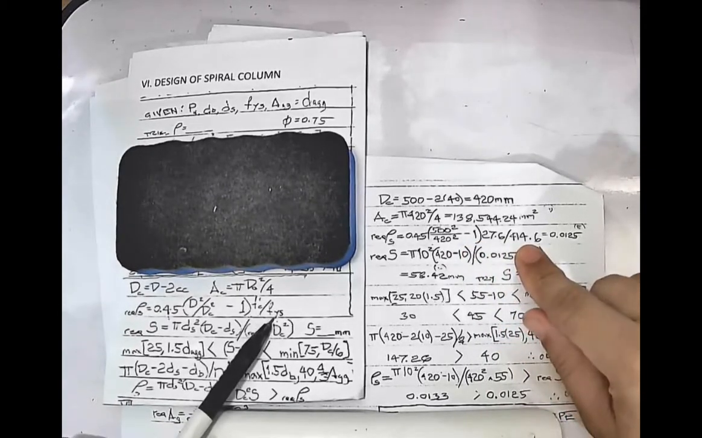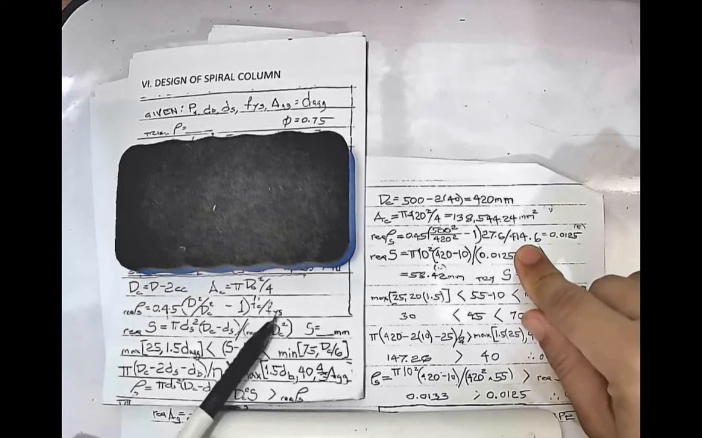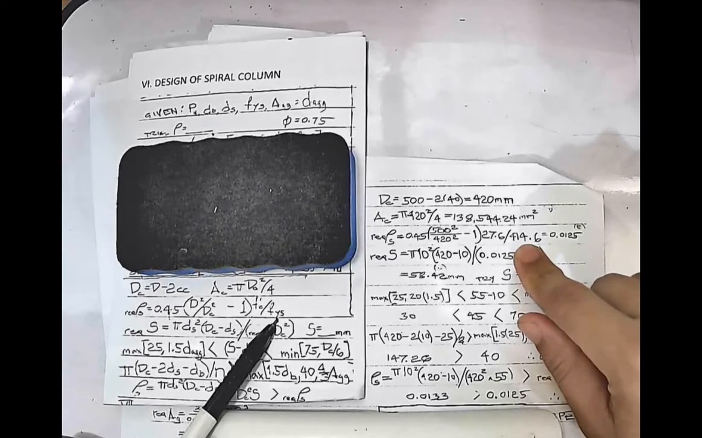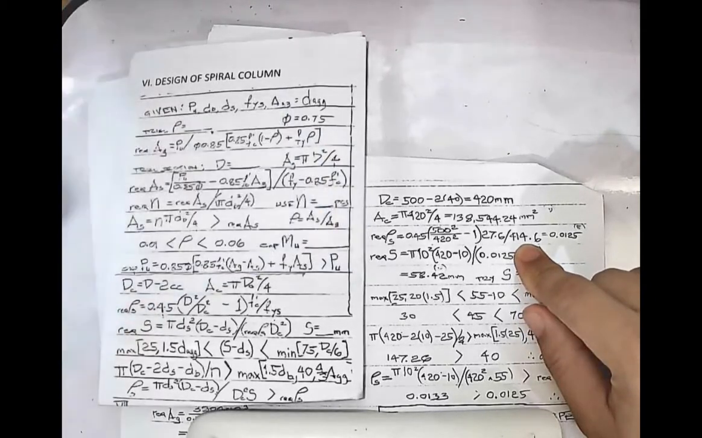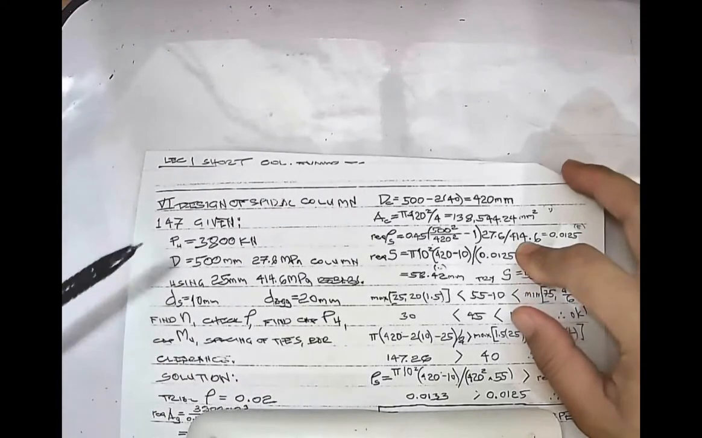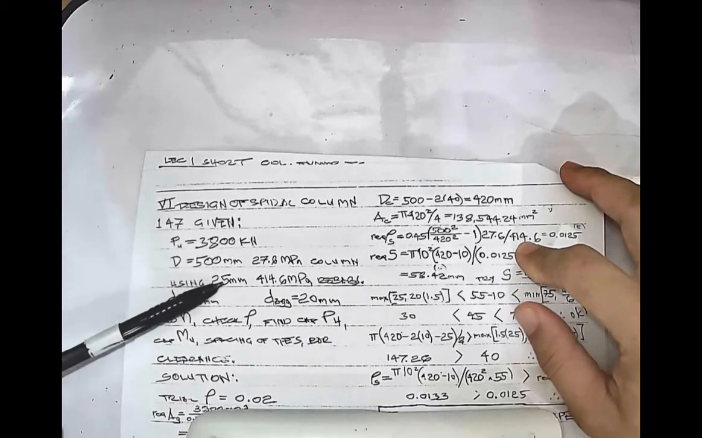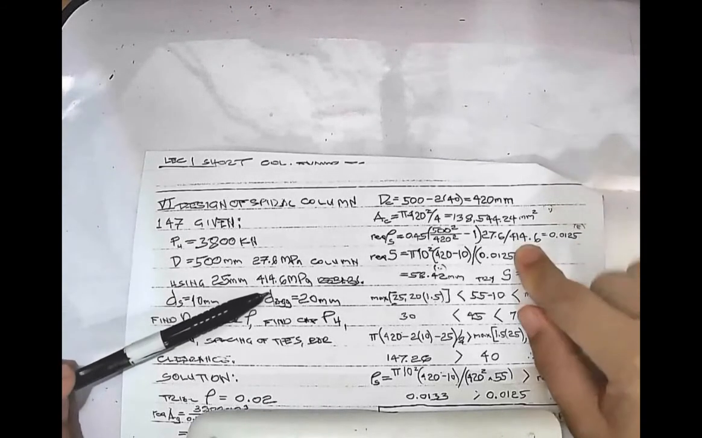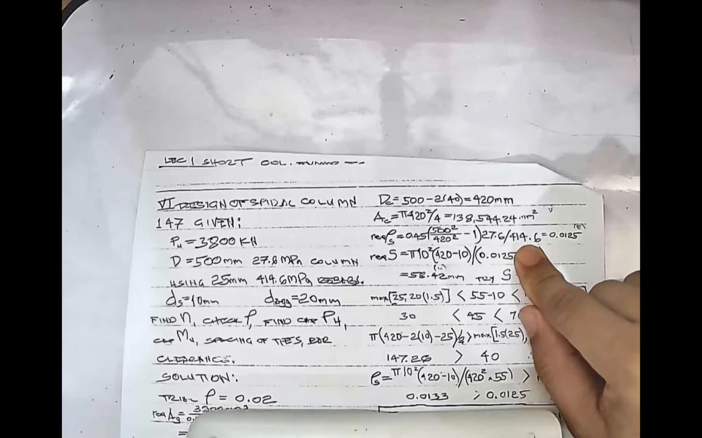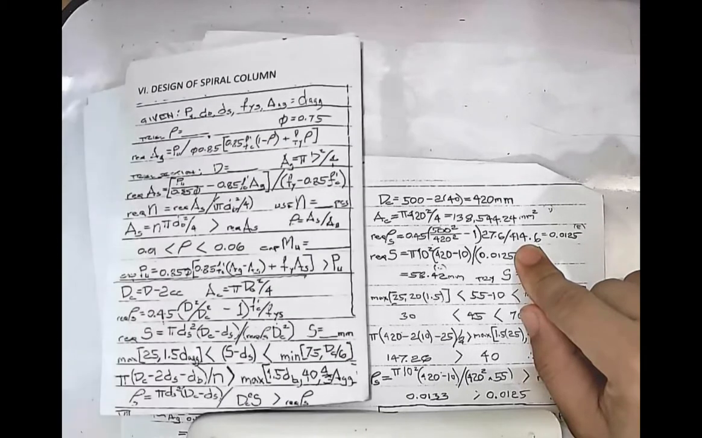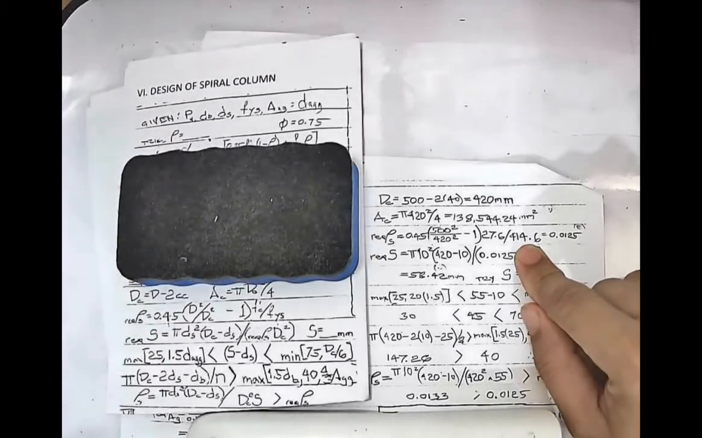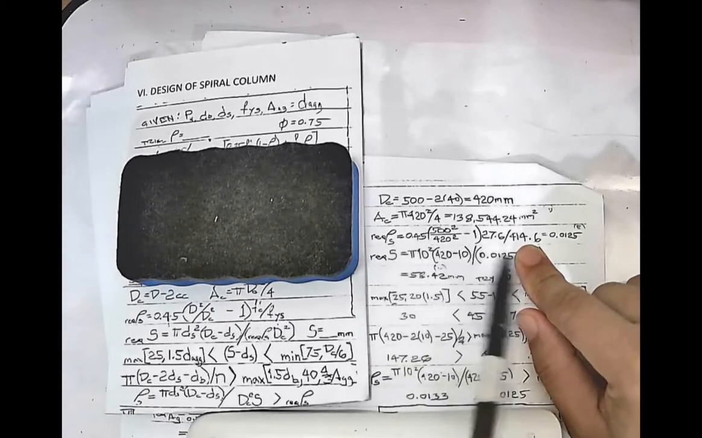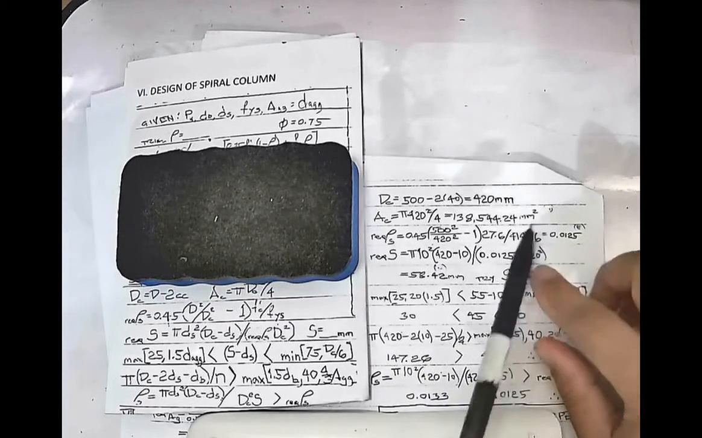And then you compute for required ratio of spiral, that is 0.45 D square minus DC square minus 1 times F prime C minus FYS. FYS is the yield strength of your spiral. Pero, walang given na yield strength ng spiral. So, we will adopt the yield strength of rebars, which is 414.6. And then, so required steel ratio is now 0.0125.